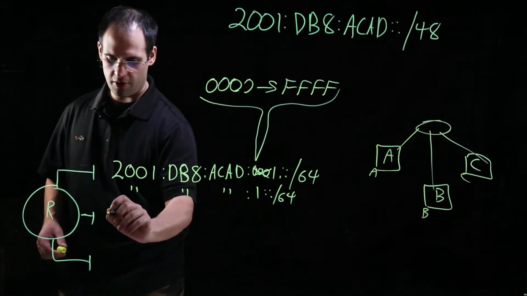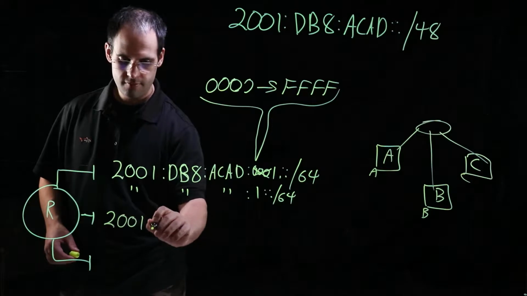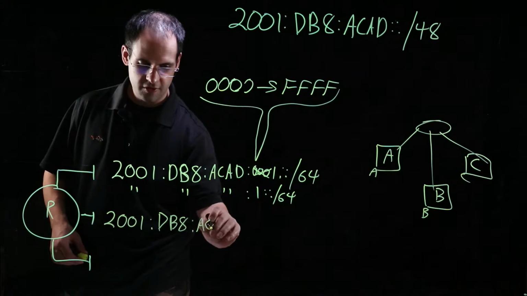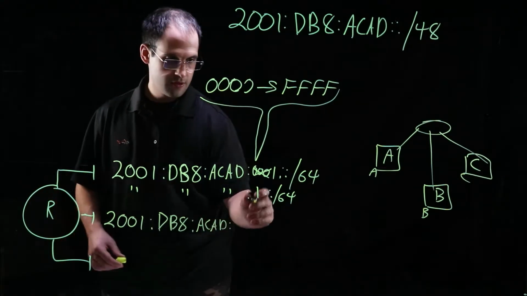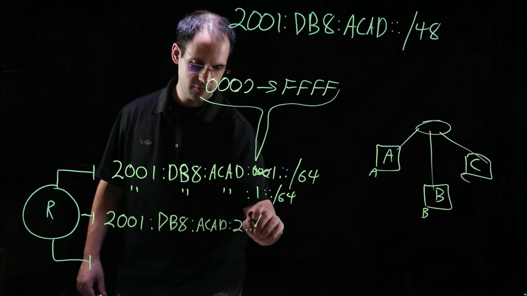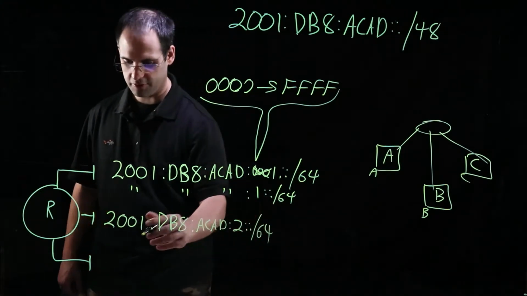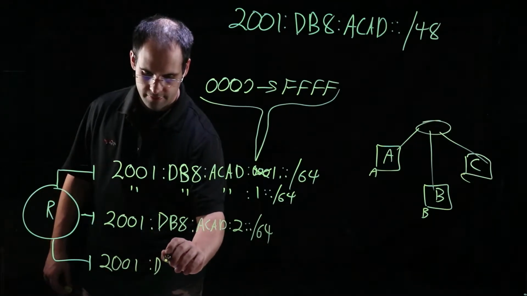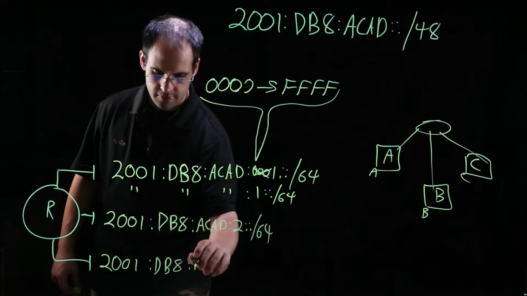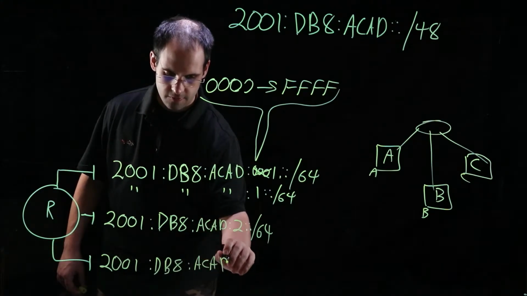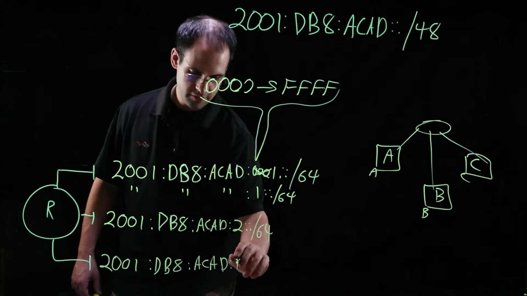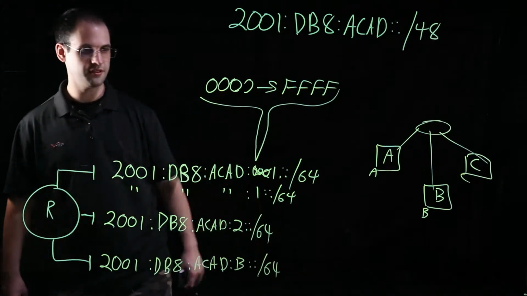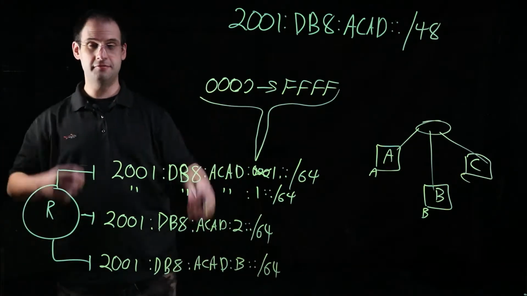All right, so let's pick a new one. 2001:DB8:ACAD:2::/64. Okay, next, pick a new one. 2001:DB8:ACAD, I don't know, let's do B this time, ::/64. Okay, that's it. It's literally it. That's all there is to it.